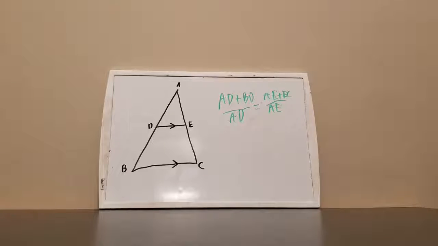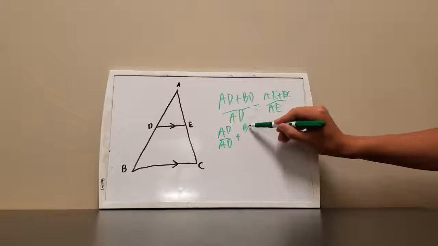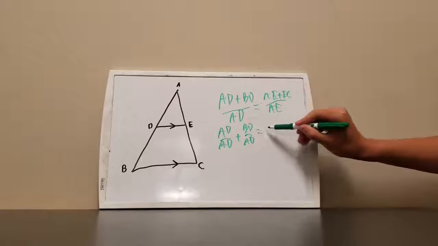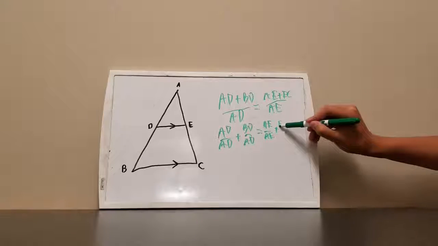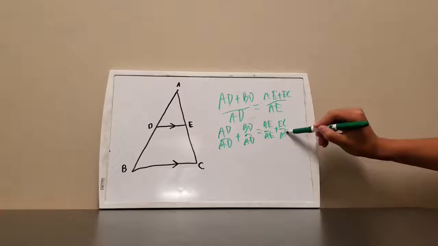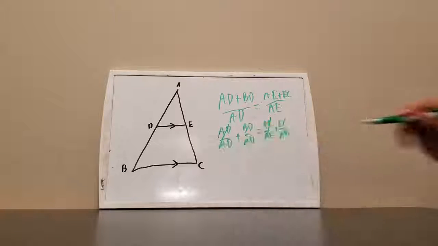So now we can split these fractions using algebra, because if you have 3 over 7 plus 4 over 7, that would make 7 over 7, which you can then split again. So we can do AD over AD plus BD over AD equals AE over AE plus EC over AE. Now, you see how we have AD over AD and AE over AE? Those two cancel out to form 1, which basically means nothing.